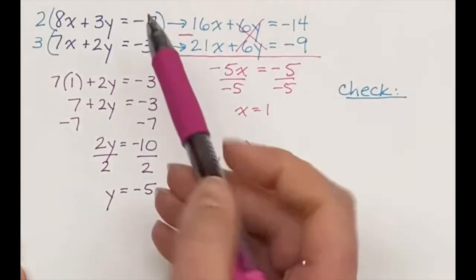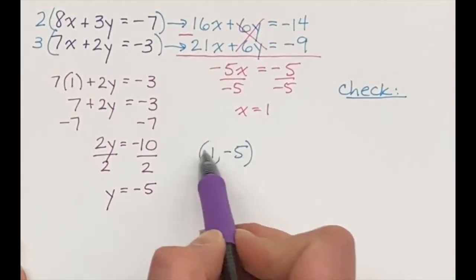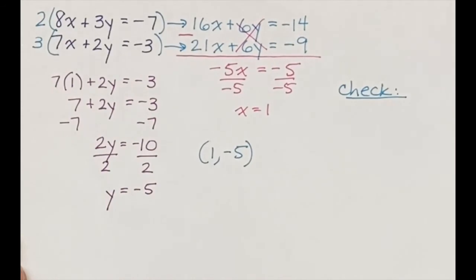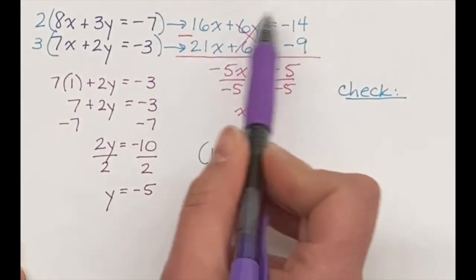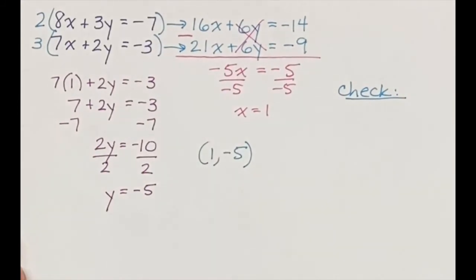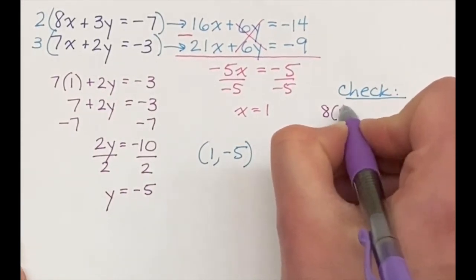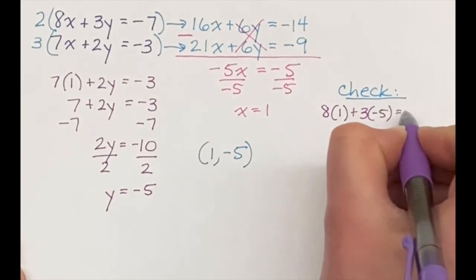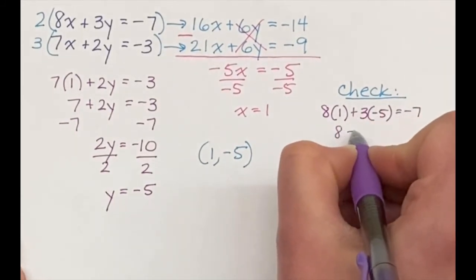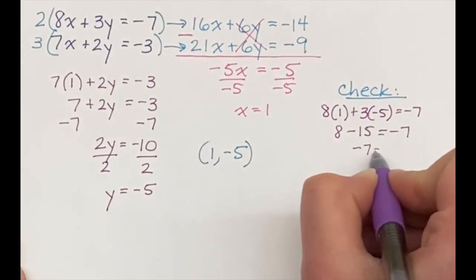Again, you have 4 different equations that you could plug your values for x and y into, but I would recommend plugging it into the original equations, because what happens if you had made a calculation error? Then you wouldn't even know you had the wrong answer. So always use the original equations. So for the top one, 8 times my x value of 1 plus 3 times my y value of negative 5 is equal to negative 7. 8 minus 15 is equal to negative 7, and negative 7 is equal to negative 7.